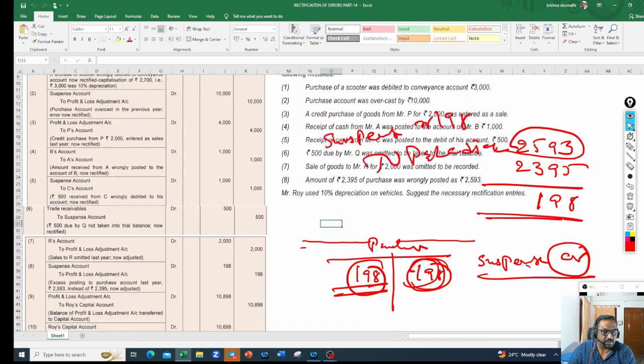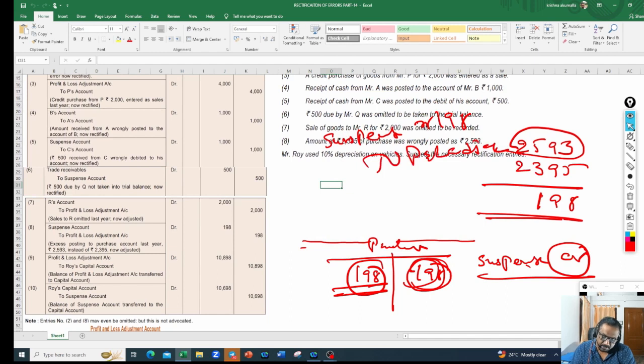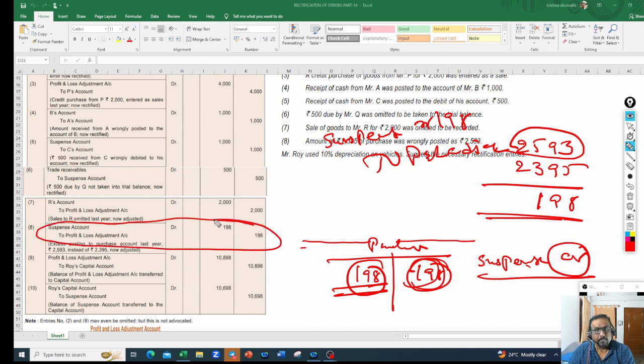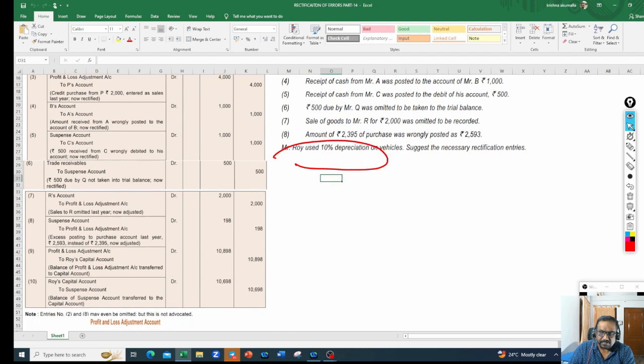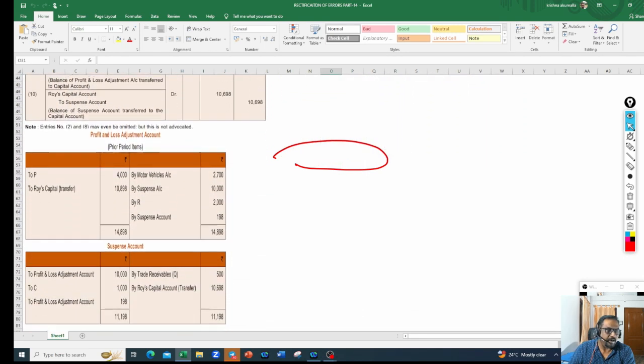Are you getting my point? See, this is how the entry has to be. Clear? Right. So now we have posted all the entries, 8 entries, and this depreciation also we have given impact. Now what we are supposed to do is prepare the profit and loss adjustment account and suspense account. Both accounts you need to prepare. I'll show you how to prepare. It is very easy. You don't need to break your head.